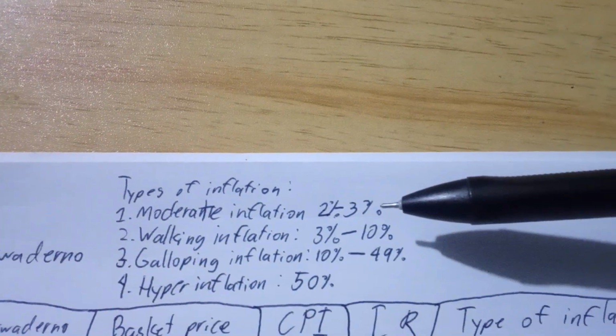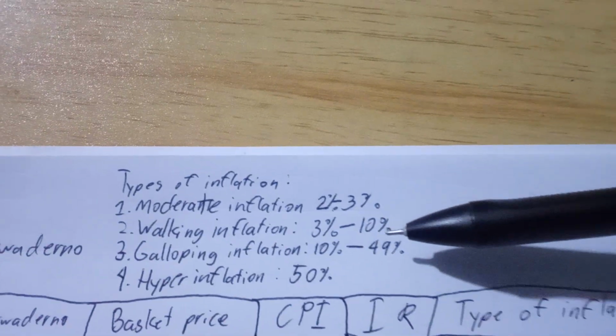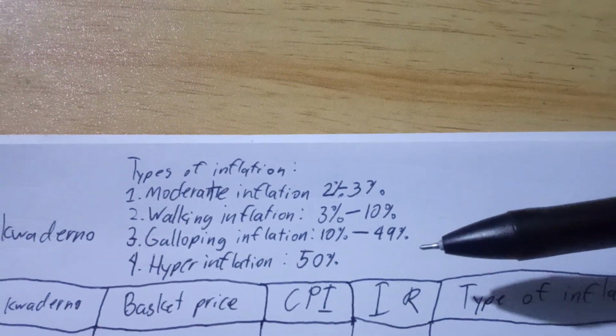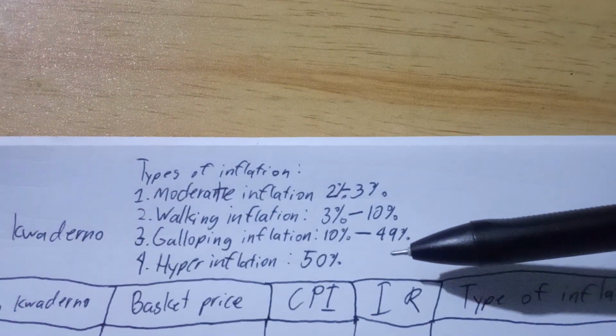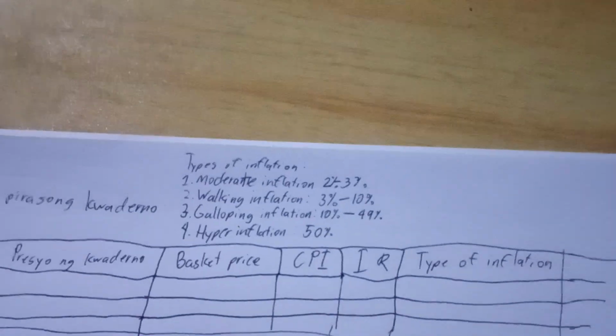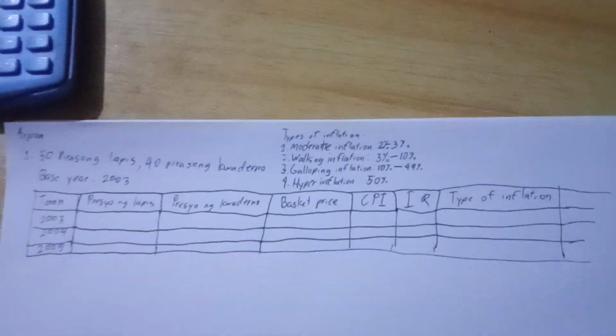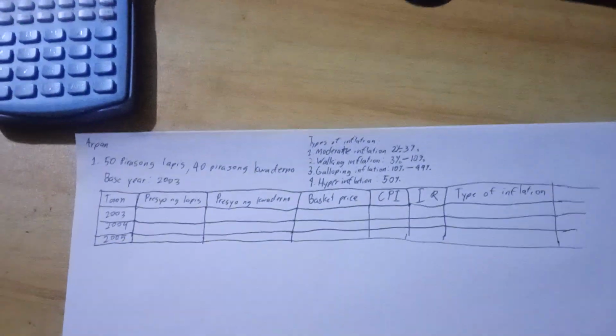Moderate is 2 to 3%, walking is 3 to 10%, galloping is 10 to 49%, and hyperinflation is 50% or more. Okay, just wait, I forgot to place the number.